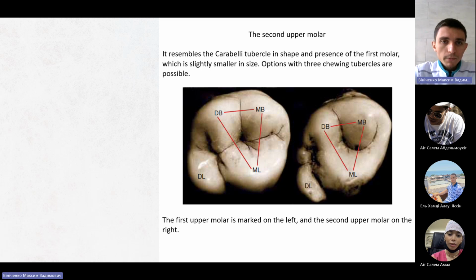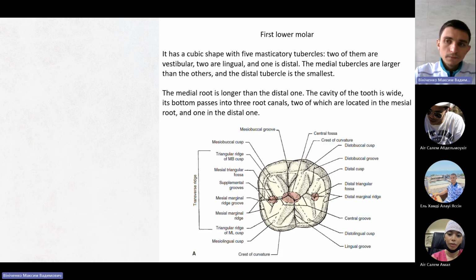The second upper molar. It resembles the first molar in shape and in the presence of the Carabelli tubercle, but is slightly smaller in size. Options with three chewing tubercles are possible. The first upper molar is marked on the left side and the second upper molar on the right side.